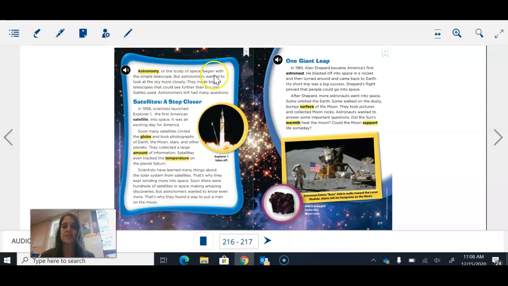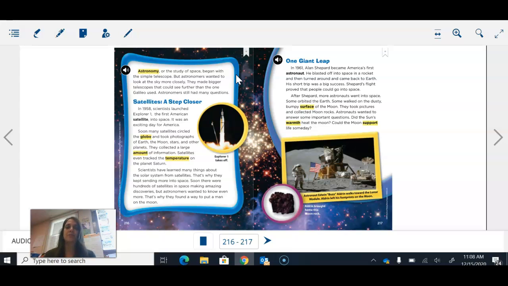Astronomy, or the study of space, began with a simple telescope. But astronomers wanted to look at the sky more closely. They made bigger telescopes that could see further than the one Galileo used. Astronomers still had many questions.